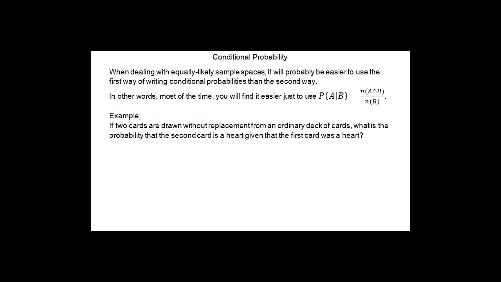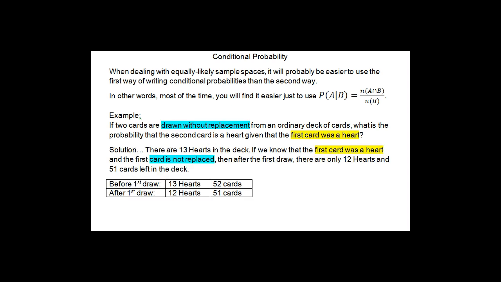Let's do another example. If two cards are drawn without replacement from an ordinary deck of cards, what is the probability that the second card is a heart, given that the first card was a heart? Just a word of advice. When you read through a problem like this, it's important to highlight the significant information and to summarize it. That's what I've done here. I've noted that you're drawing without replacement. That means when you draw a card out, you don't put it back in before you draw the next one. And the condition is that the first card was a heart. That's what we know has already happened.